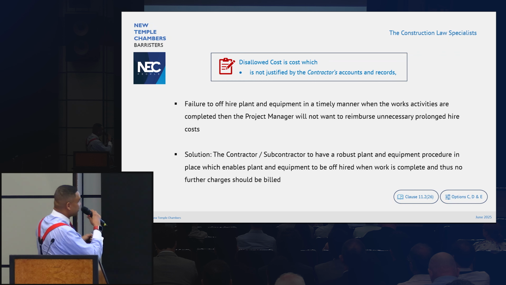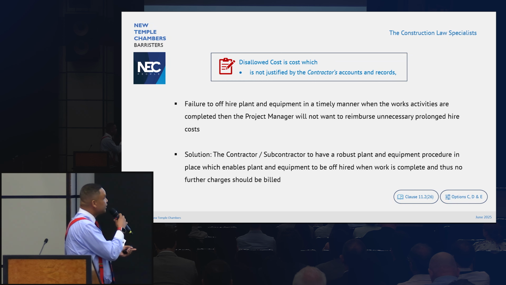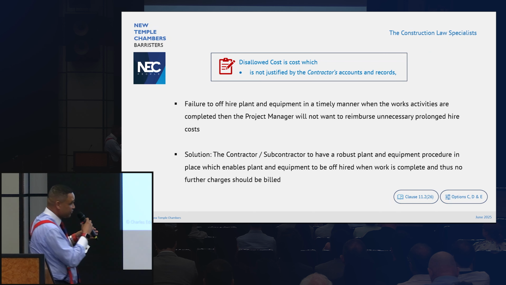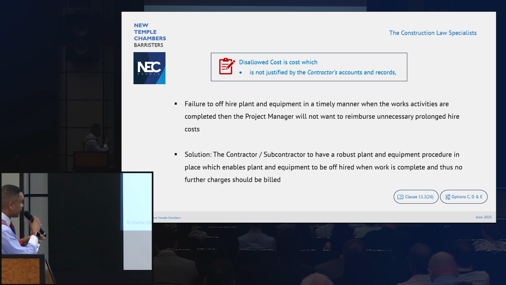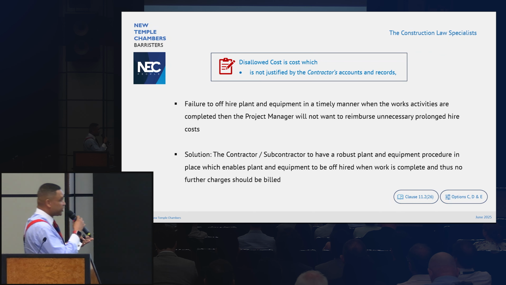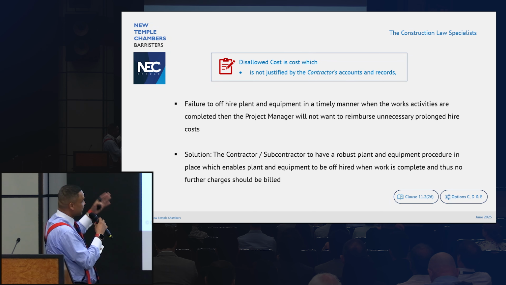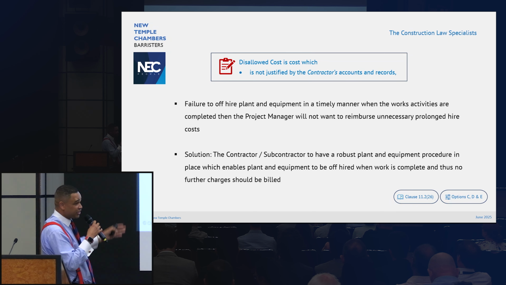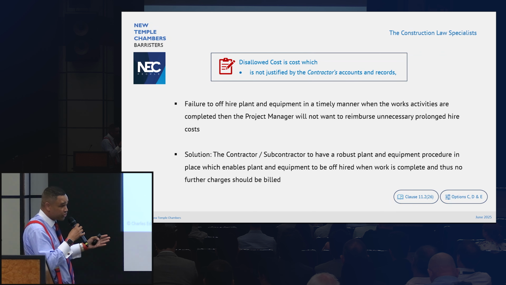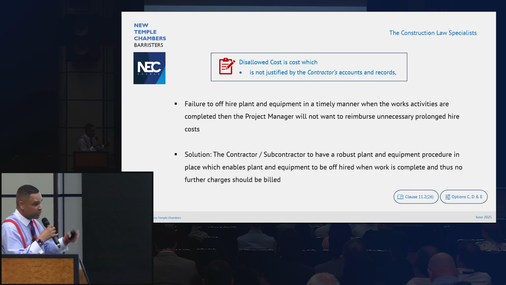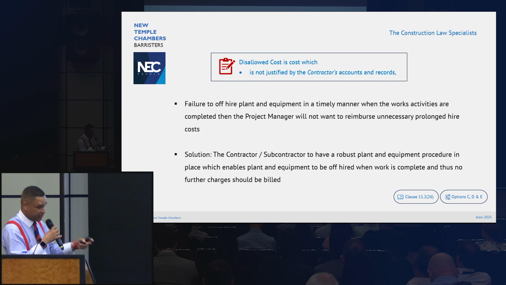Failure to off-hire plant and equipment in a timely manner. Otherwise, the project manager may take the view that that shouldn't be reimbursed. Could we have a situation whereby the project manager's saying off-hire the plant, otherwise it will be disallowed costs, which may not suit the contractor in terms of the sequence of work and in terms of how the programme of works has been organised?